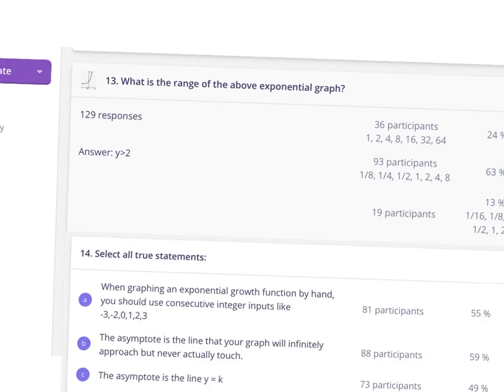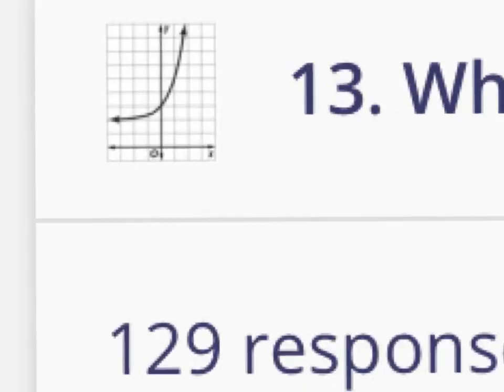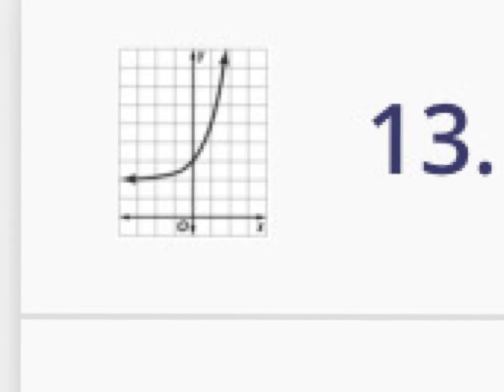Jumping to the last couple of questions. Number 13, what is the range of the above graph? Well, we need to look at the range, and the asymptote is clearly right here, which is y equals 2. And this whole graph, even though it looks like it's touching, never actually touches, and it does grow away from that asymptote. So we know it never actually touches. It infinitely approaches as you go this way, but it never actually touches.